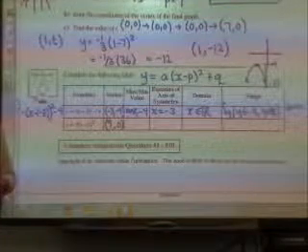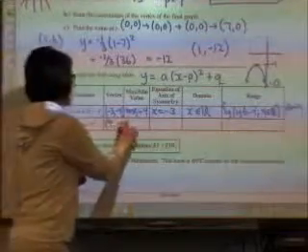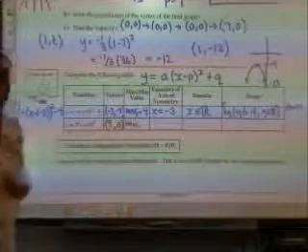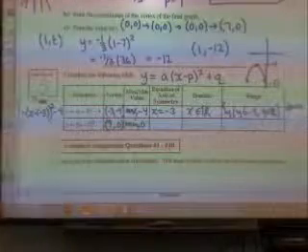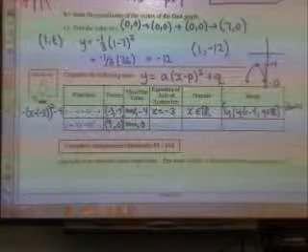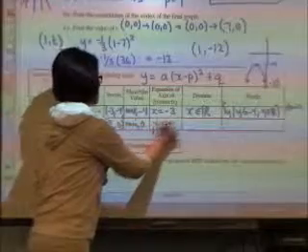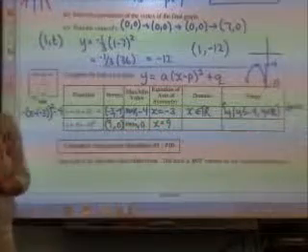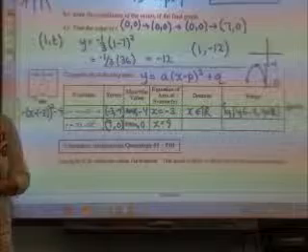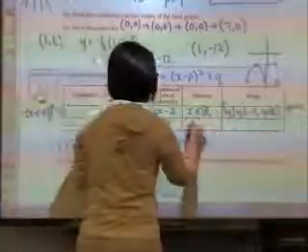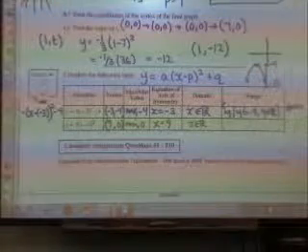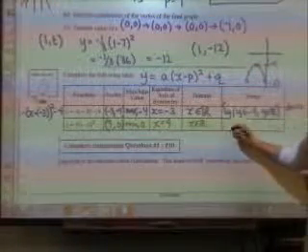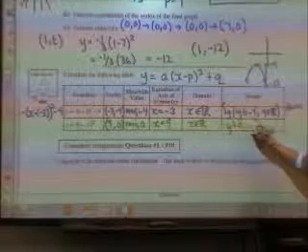Okay? Does this have a min or a max? A min, because this opens up. And what is the minimum value? The axis of symmetry, x equals 1. The domain, any real number. And the range, y is greater than or equal to 0.